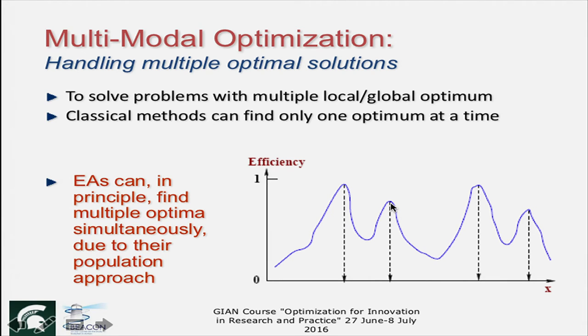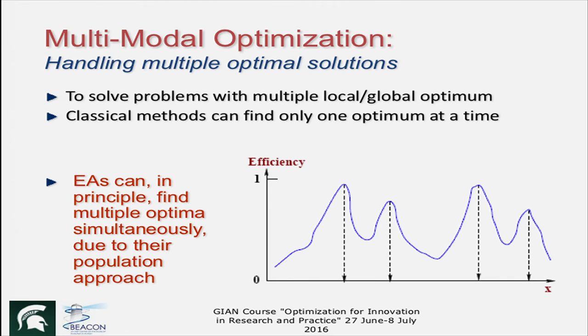In multimodal optimization, we are interested in finding not only one of them, but all of them, or as many of them as possible. If there are 1,000 optima, I'm not interested in all 1,000. So give me the top, maybe 5 or top 10 of them. And that's from a designer's point of view. For an operator's point of view, these are very good information to keep, because you can switch from one optima to the other.